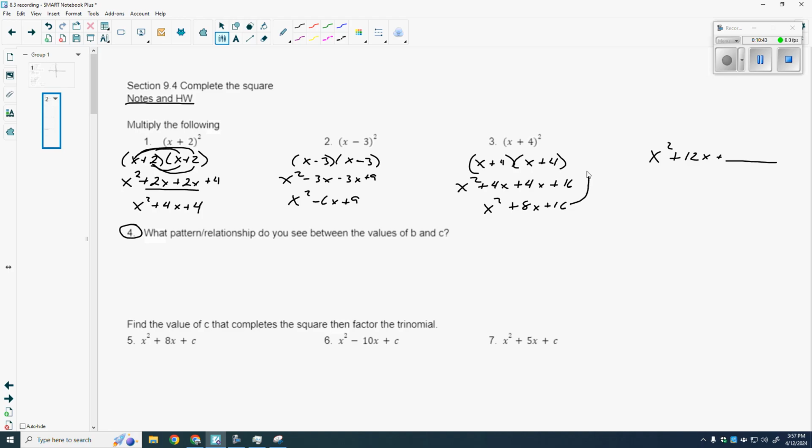Our goal is to be able to go backwards. So I need to figure out, what does this need to look like so that I can factor it into two terms that are the same? I need to do what's called completing the square. I need to add something right here to make this a perfect square, or a term that can be factored into something squared. Once you think you see the pattern, make a guess. What number would you put right there?